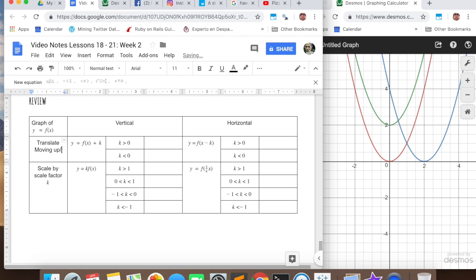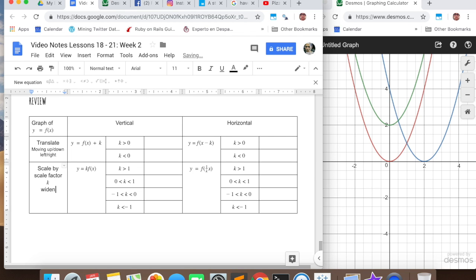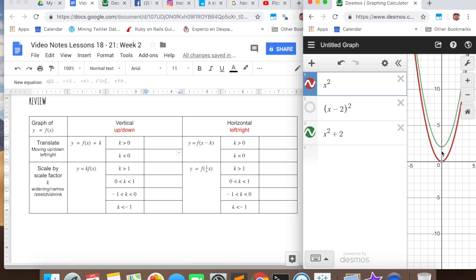Translation simply moves up or down the y-axis or left to right on the x-axis. Scaling, on the other hand, either widens or narrows the opening. The reason that visual happens is because we're mathematically bringing those ordered pairs either closer or further away from the y-axis. When we are looking at vertical changes that happen up and down the y-axis versus horizontal changes that happen left to right on the x-axis, there are some very distinct differences that we will explore, and hopefully you'll be able to tell after the video.